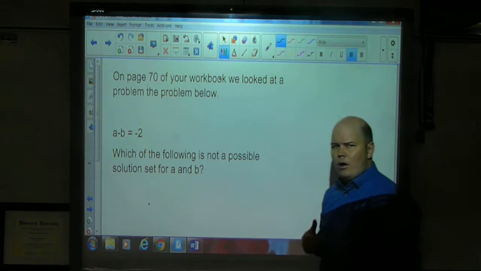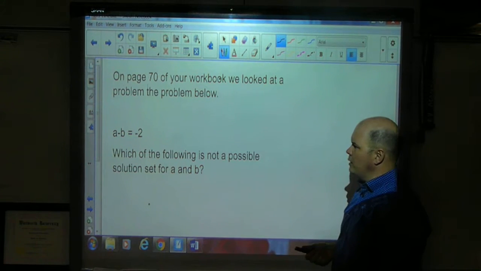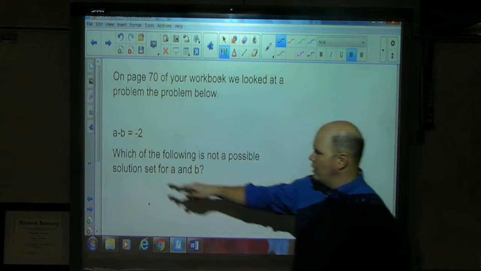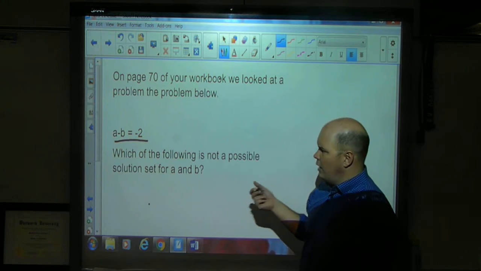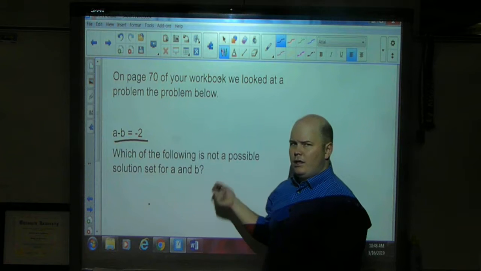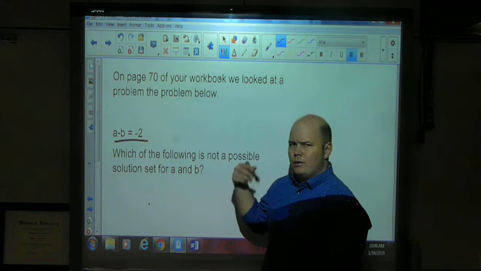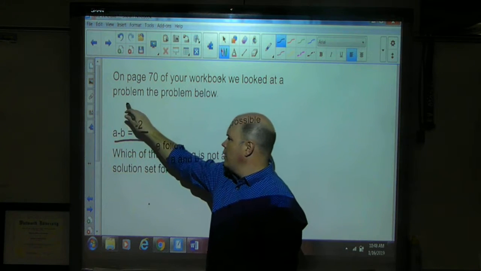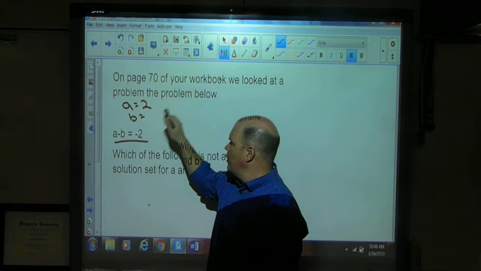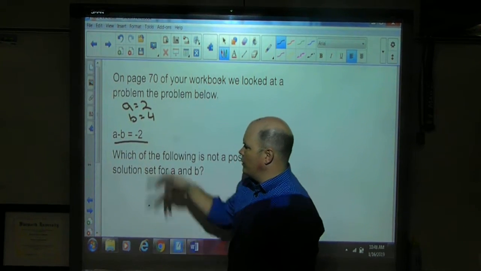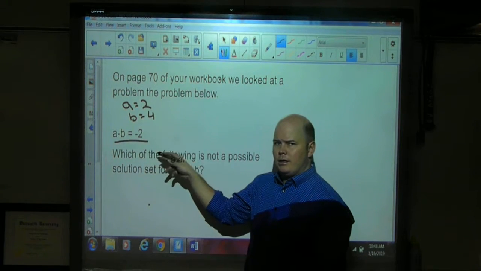Okay. We also, on page 70 in our workbook, talked about how to manipulate equations. So here we're looking for possible combinations. And all that says is a minus b equals negative 2. So you're looking for 2 sets of numbers. So like, if a was 2, b would have to be 4 for that to be true, because 2 minus 4 is negative 2.